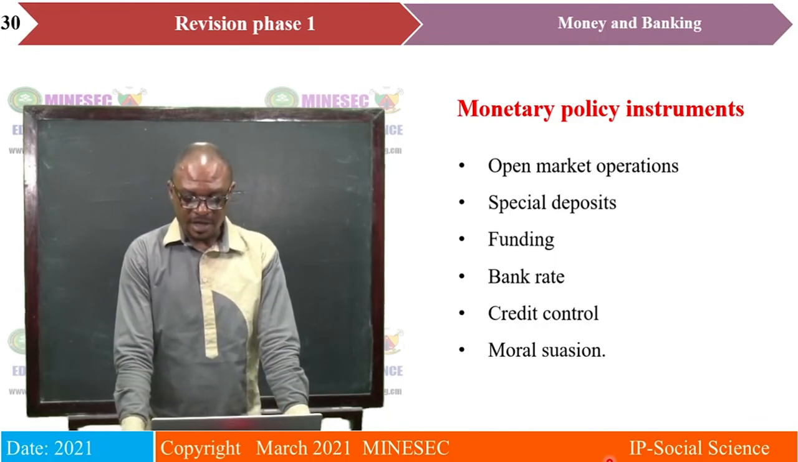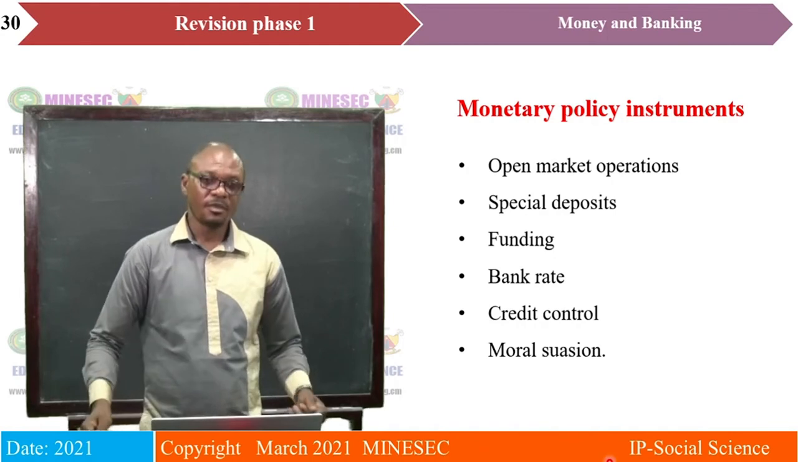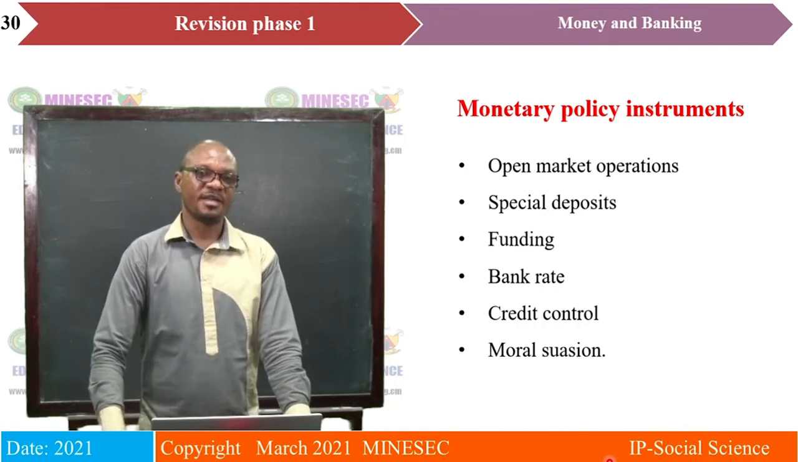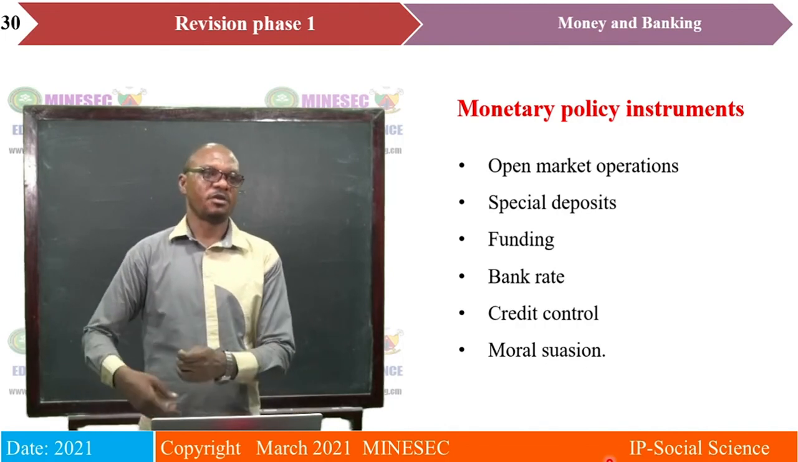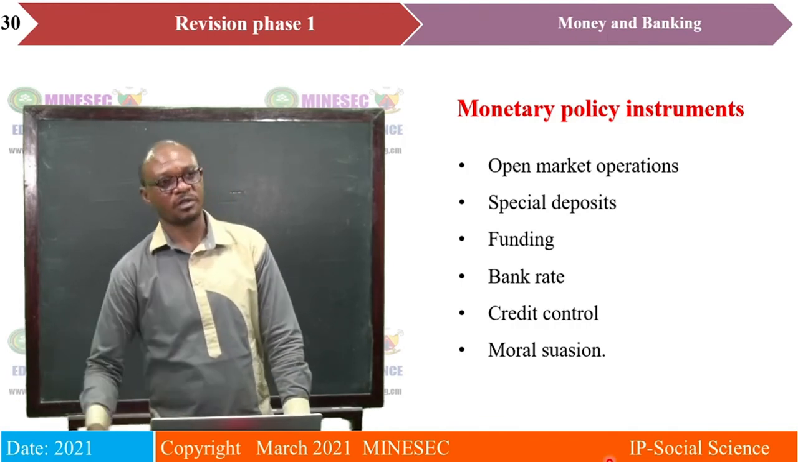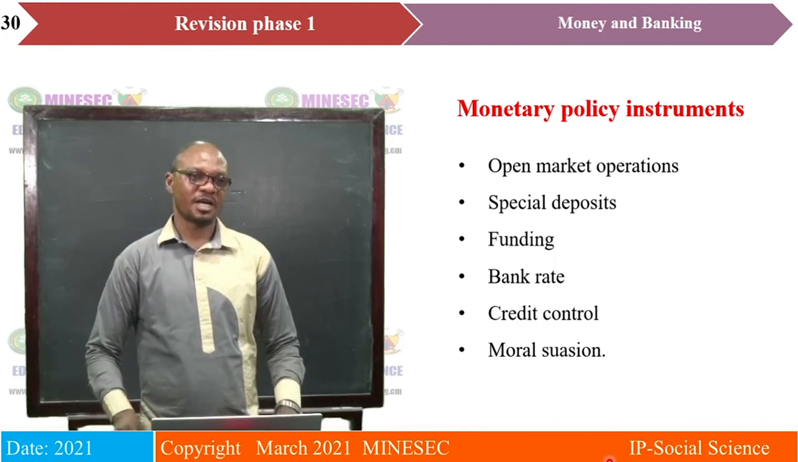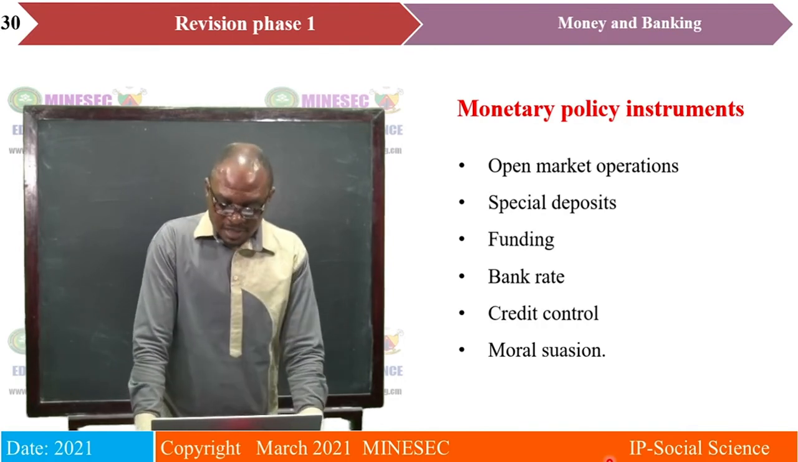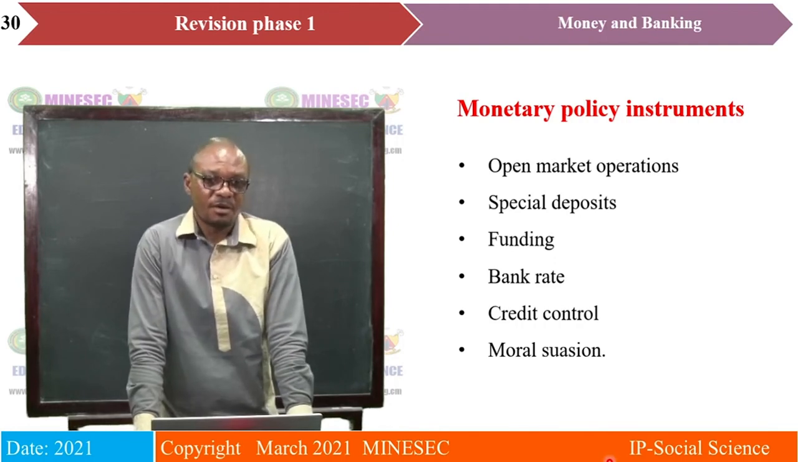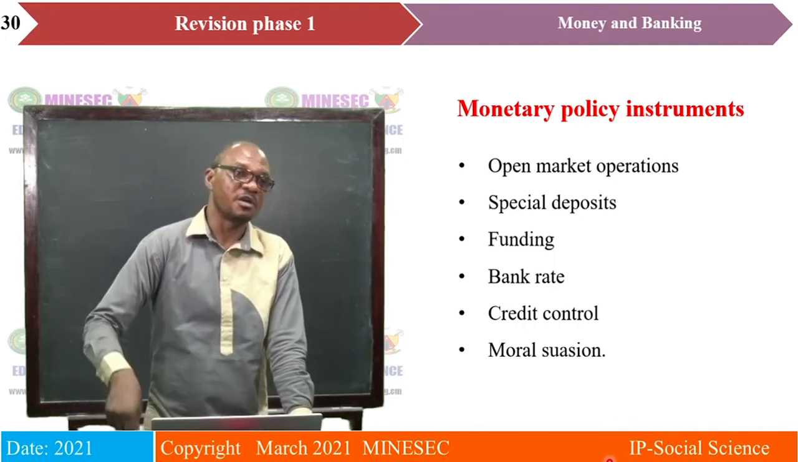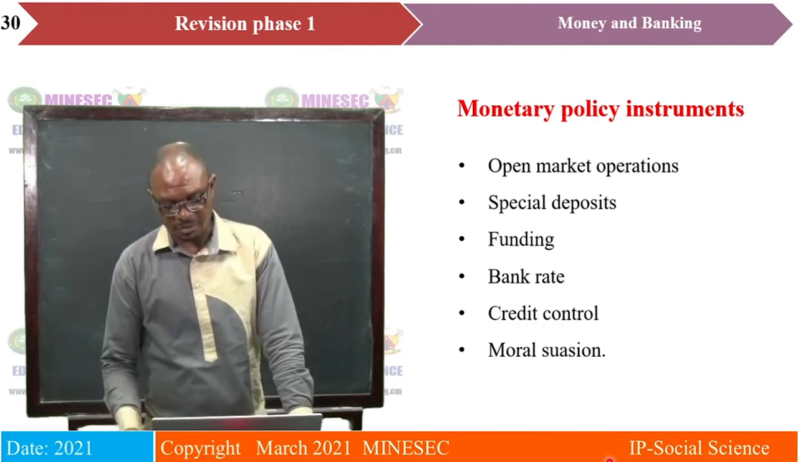Another policy or instrument that the government can use to control the supply of money is funding. Funding is increasing the average maturity period of government debt. So when the government increase average maturity period by incurring only long-term loans or by converting loans that are nearing maturity to long-term loans, then we see it's engaged in funding, and this policy actually reduces the supply of money in the economy. And then the use of bank rates, also known as the minimum lending rate, which is the interest rate that the central bank will charge on loans that it has to grant to commercial banks. So by increasing the bank rate, it reduces money supply. And by reducing the bank rate, it increases money supply.